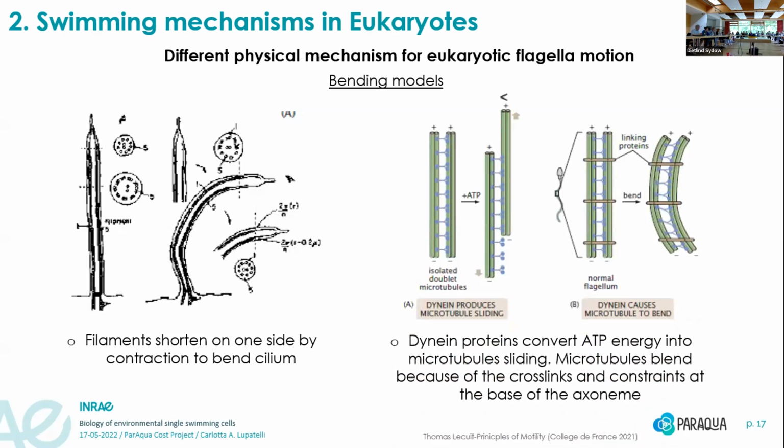Another bending model proposed wants that dynein proteins, that as we can see are the motor proteins that connect the different pairs of microtubules, use ATP energy to provoke the microtubule sliding. So you have to imagine two microtubules that do that. And because microtubules are interconnected at the base of the axoneme, this sliding of microtubules on each other is propagated to the other pairs of microtubules. Finally, all the pairs of microtubules will slide and will enable the flagella to bend.